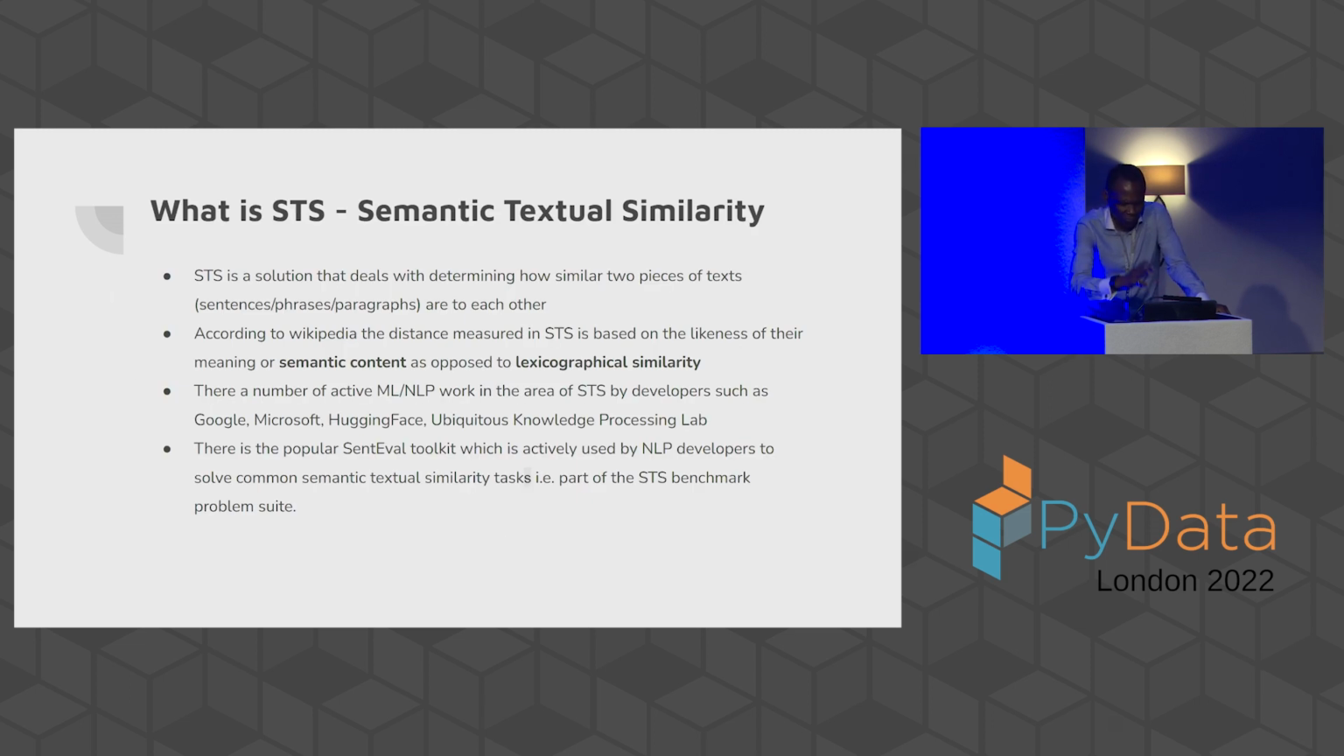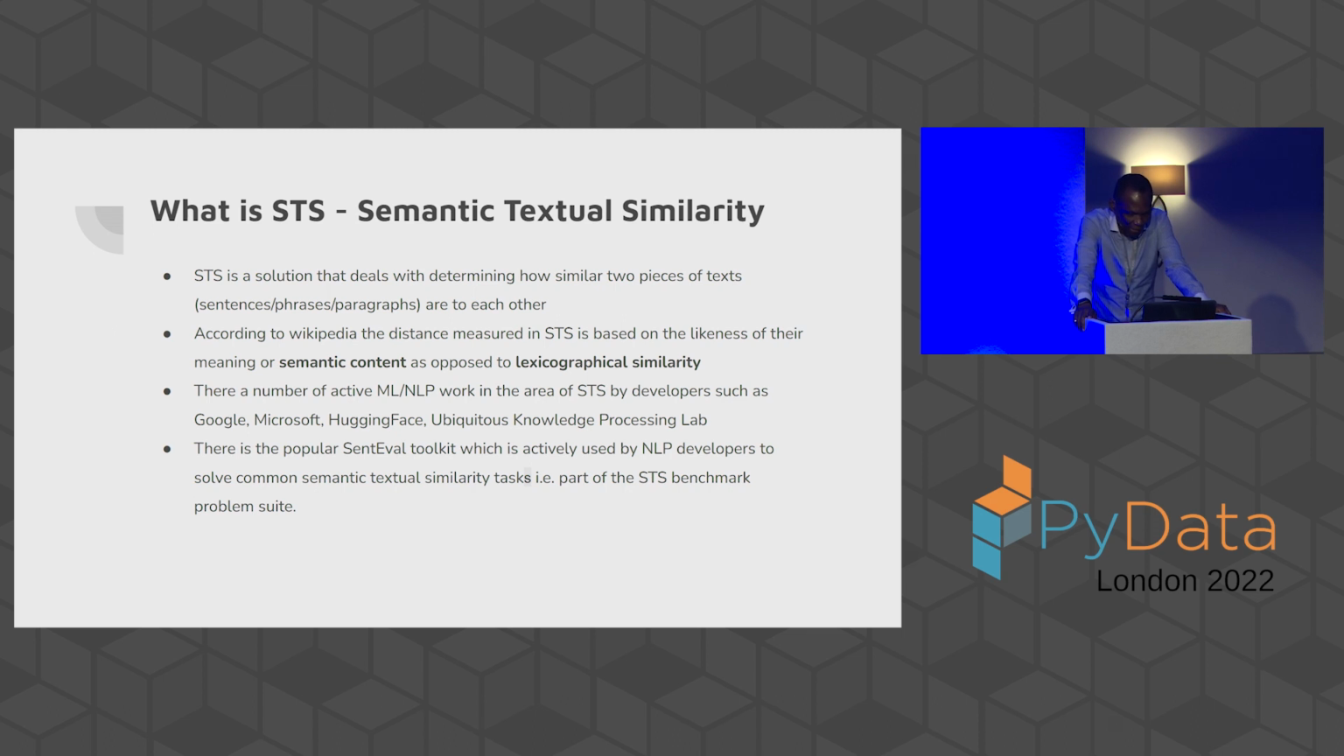So again, these are just some definitions I scraped from Wikipedia. STS is a solution that deals with determining similarity between text, as I indicated earlier. Generally, I've narrowed this down just to sentences, phrases, and maybe paragraphs, but not huge documents. Those will require different kinds of solutions, maybe text summarization, etc. This is all about sentences, which typically have a maximum of maybe 50 tokens. This is where you typically want to use this kind of technology.